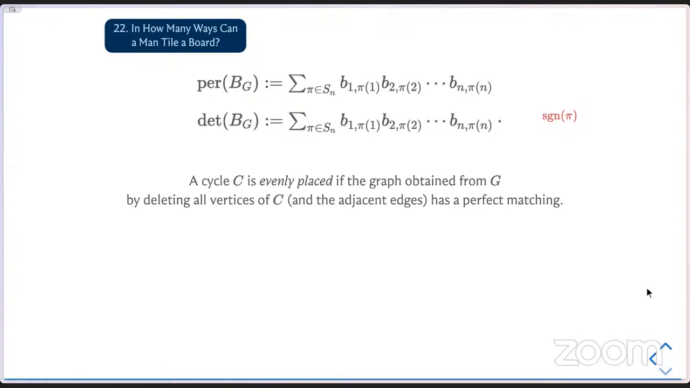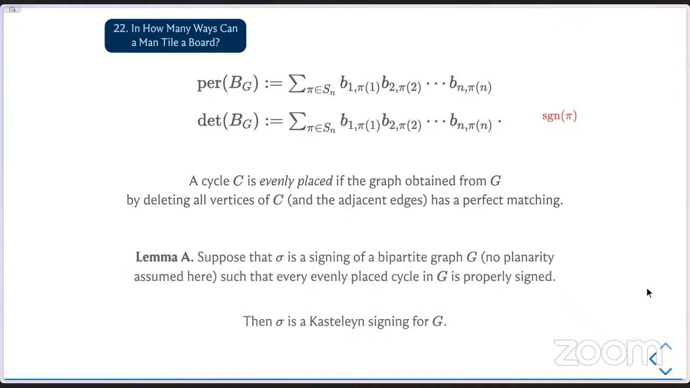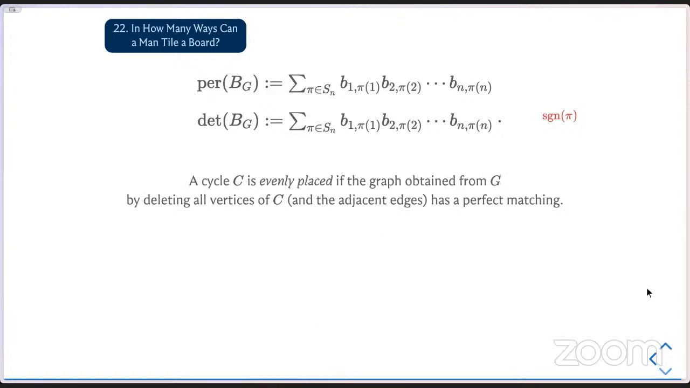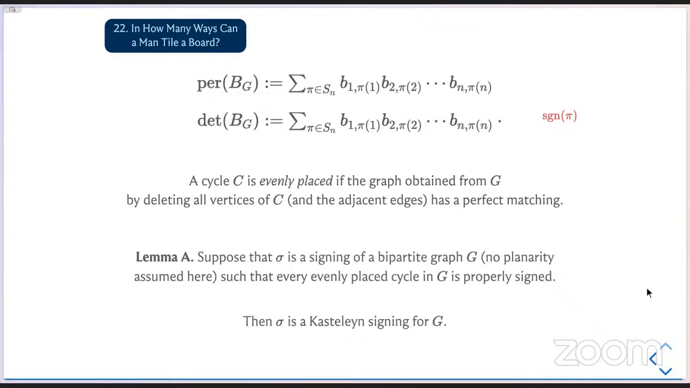Okay, so a cycle is further evenly placed if when you delete the cycle, you still get a graph with a perfect matching. Let's use that terminology. And here is the first claim, which already feels pretty powerful. The idea is that if all evenly placed cycles are properly signed, meaning all the 4x cycles get an odd number of negative edges and all the 4x plus 2 cycles get an even number of negative edges, or the other way around. Let's see. No, it's the way I said it. Then if it's properly signed, the signing actually achieves what we wanted to achieve, right?